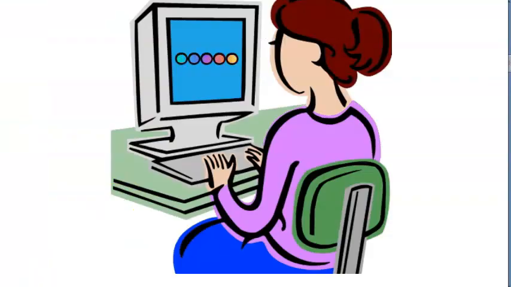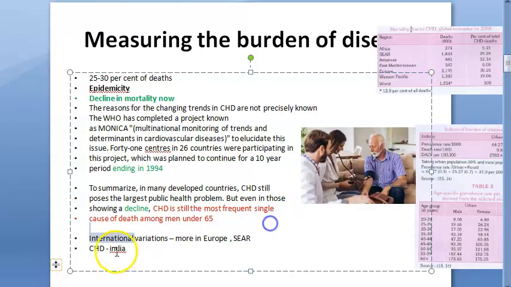Shall we continue, people? So where are we? We finished international variations. Now let us see how the situation is in India. Coronary heart disease in India.